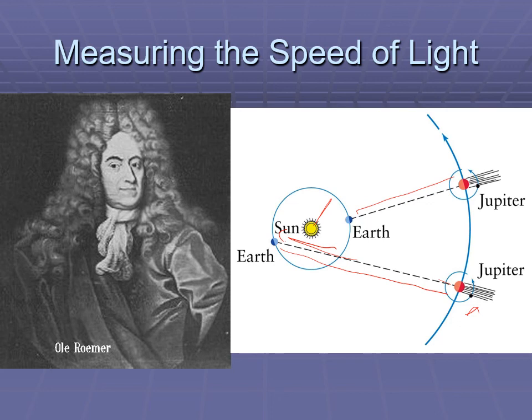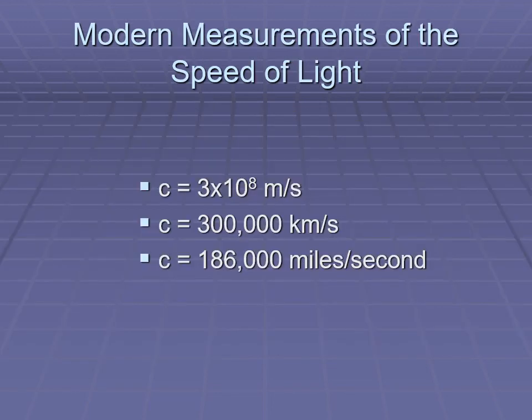So once they were able to figure out how big an AU was, then they had a measure of the speed of light. Speed of light is about 300,000 kilometers per second. That's 186,000 miles every second. That's the speed of light. In the calculator, the easy way of writing it would be 3 times 10 to the 8th meters per second. So this is the speed of light.